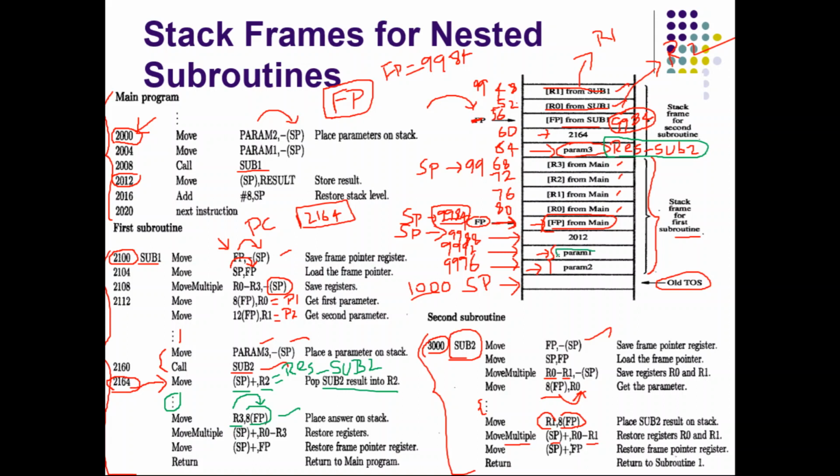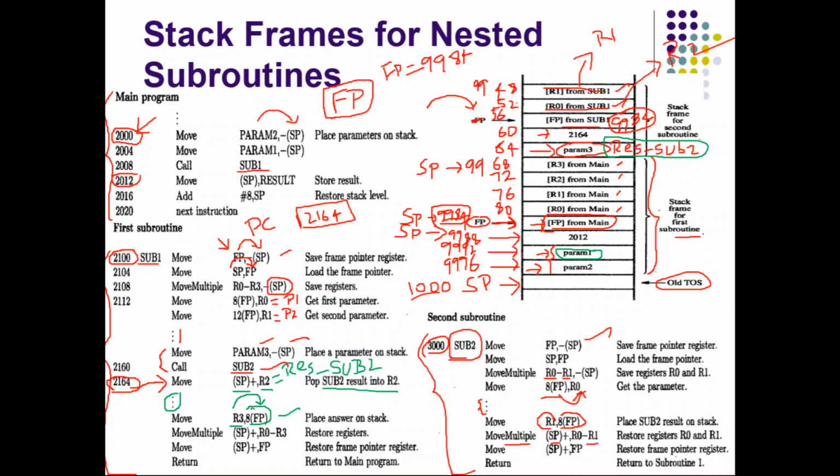Wherever parameter 1 for subroutine 1 was stored. The parameter 1 which is passed by the main program was stored in this location, FP plus 8. FP is 9984, so FP plus 8 is 9992. Now these parameters are no longer required because you have already completed the task. Whatever the task for subroutine 1 was is completed. Now this location can be used to store the result.